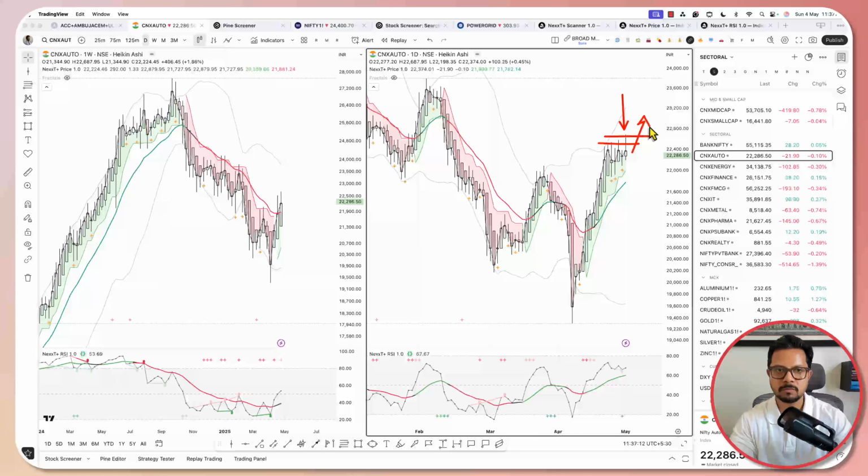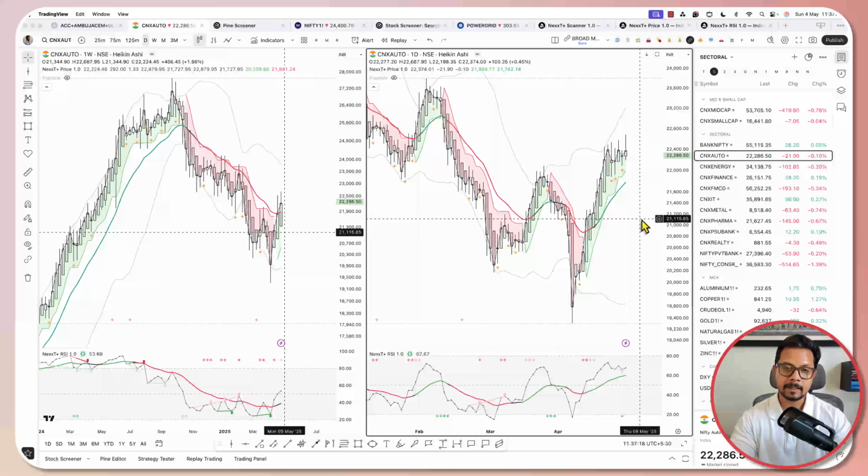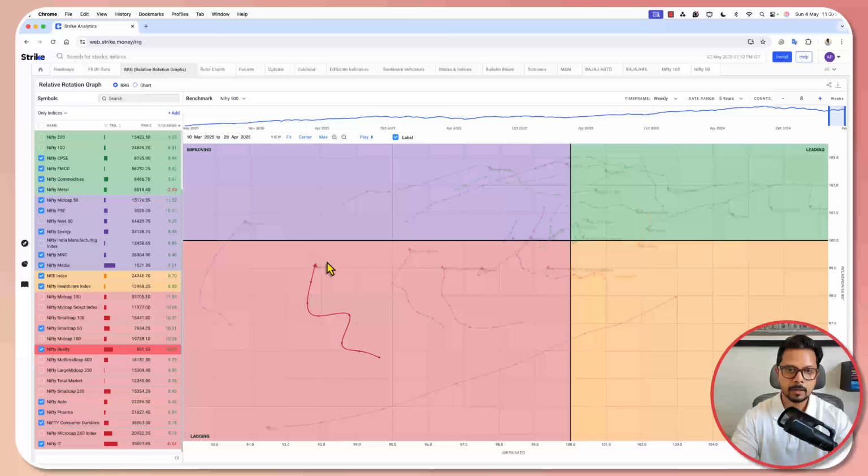This breakout is extremely important. If it doesn't come, then it will start to slip. I say this because when I take a look at the RRG graphs, it is in the lagging quadrant. It's trying to pick up, but relative strength is not there. So sorry, this is reality.